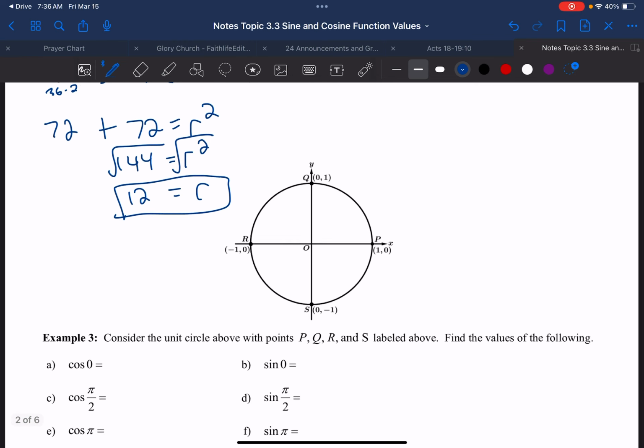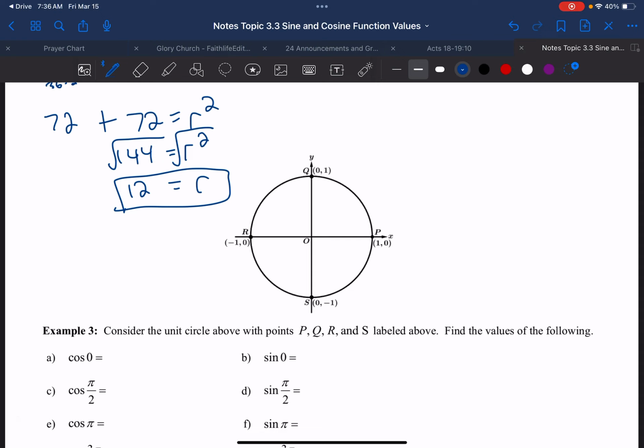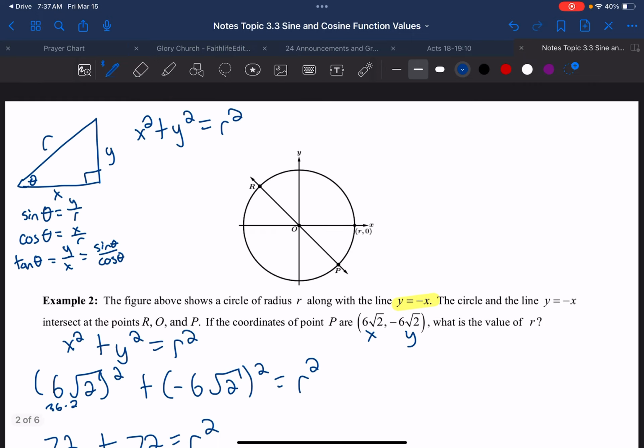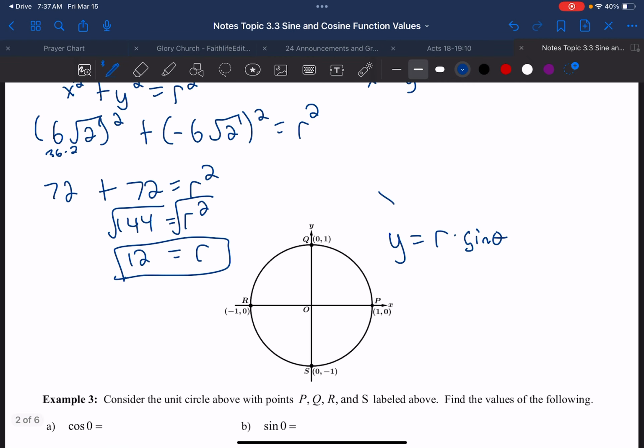But really, what we're really talking about today is, if I know theta, and I know some things about the triangle, how exactly can I get the points, okay? How exactly can I get the points? So just remember that y is equal to r times sine theta. And then x is going to be r times cosine theta.